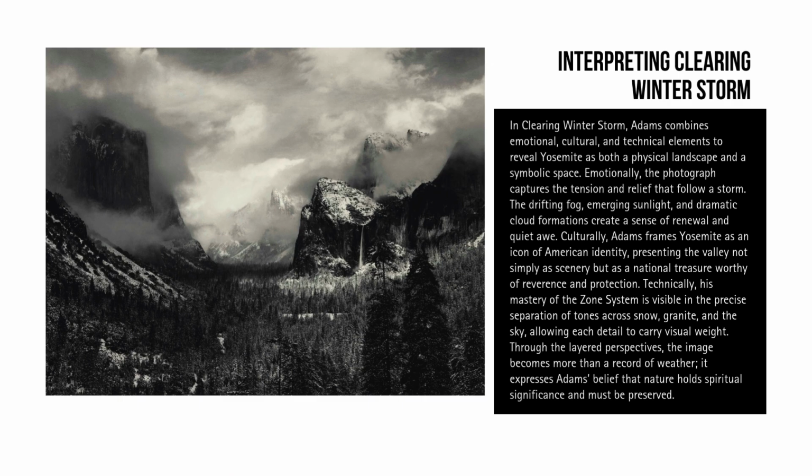In Clearing Winter Storm, Adams combines emotional, cultural, and technical qualities to help elevate the landscape. Emotionally, the drifting fog and the dramatic clouds create a feeling of renewal and quiet awe. Culturally, the valley has become a symbol of American identity and conservation. Technically, the balanced tones across the snow and the granite and the sky help showcase Adams' precision. This image goes far beyond documentation because it reflects his belief that nature carries symbolic meaning and that photography can help preserve it.